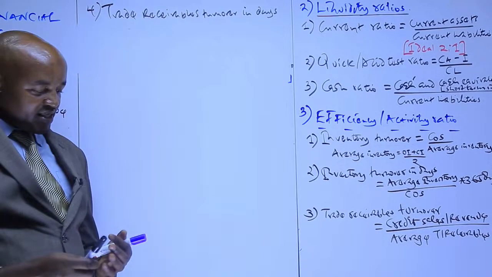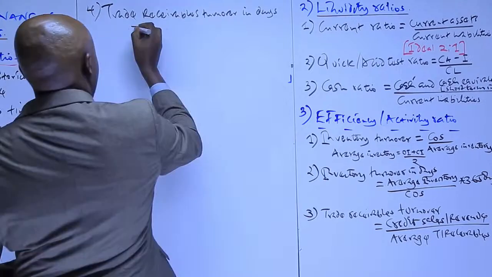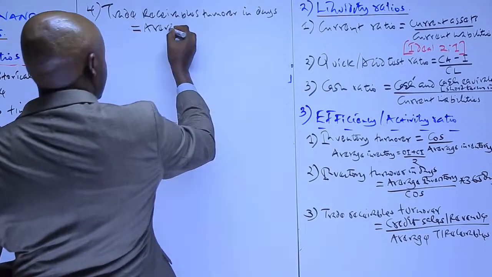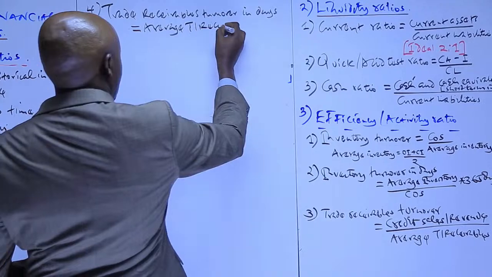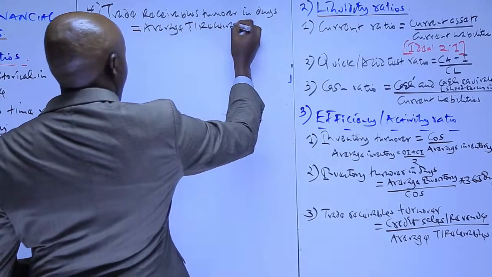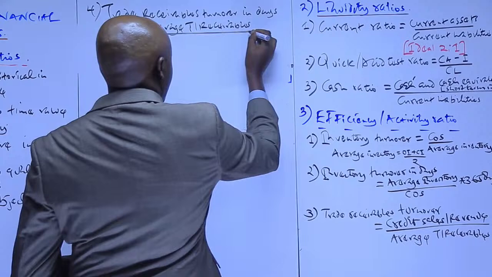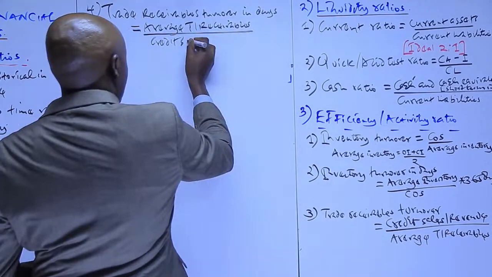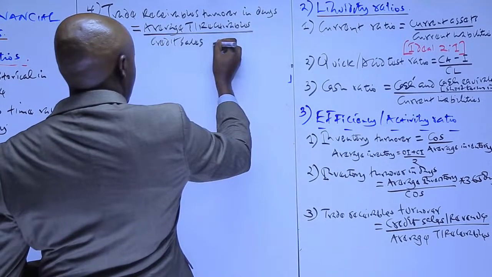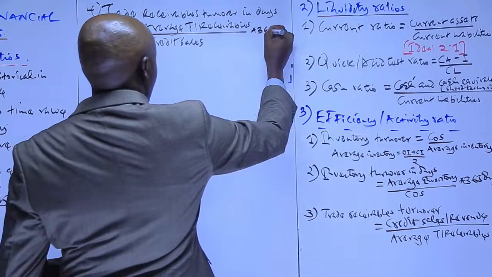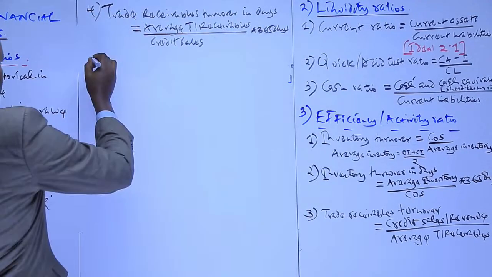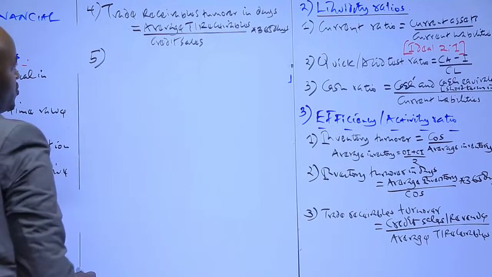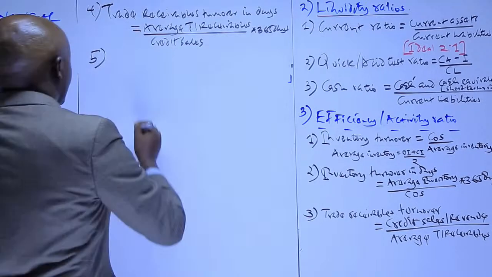So how do we compute this ratio? We take the average trade receivables, we divide that with the credit sales, times 365 days. Then the other issue, number 5, we have trade payables turnover.